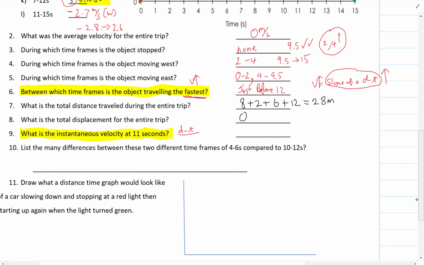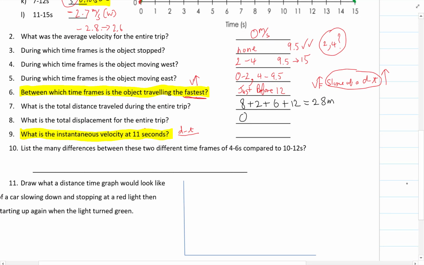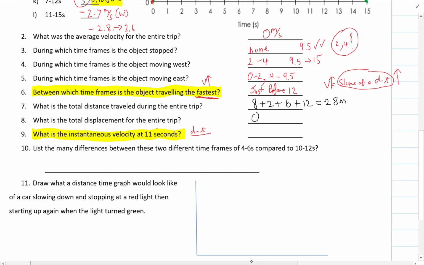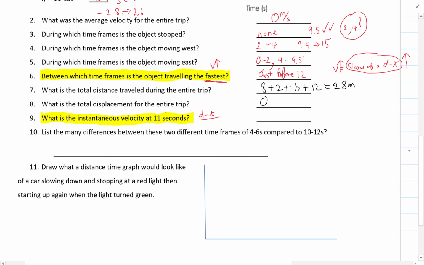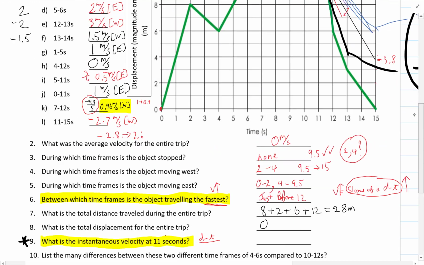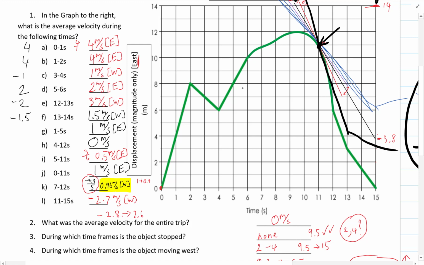List the many differences between the time frames 4 to 6 and 10 to 12. Okay, and then there's another question there, number 10. But I'm just going to stop here because this one was the one I really wanted to say. Well, what's the differences? 4 to 6 and 10 to 12? From 4 to 6. So this is that part right there. I'll highlight it from 4 to 6 and 10 to 12.